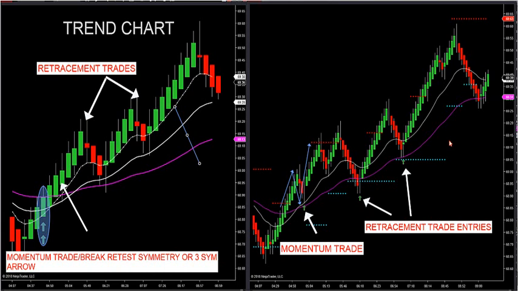We're trading retracement trades. We're trading momentum trades with the trend of the market. Either you break and retest symmetry with a momentum trade, where you're trading the opposite side of symmetry, or you're retesting symmetry with a retracement trade based upon the trend chart. Simple as that.